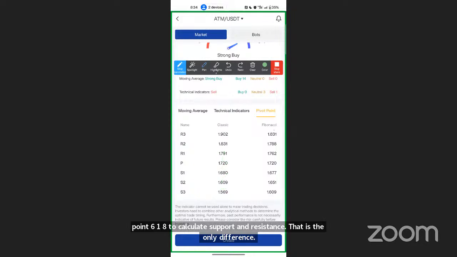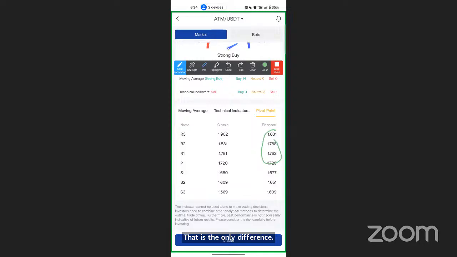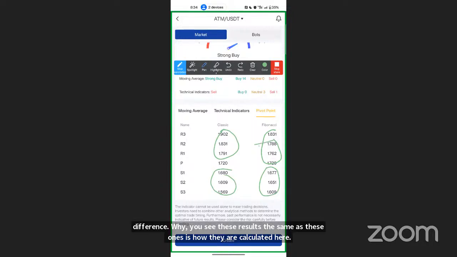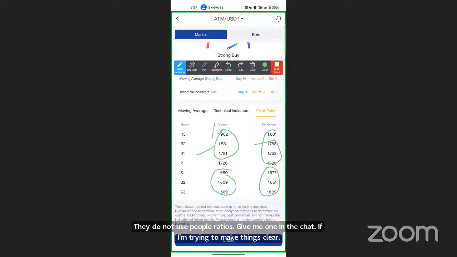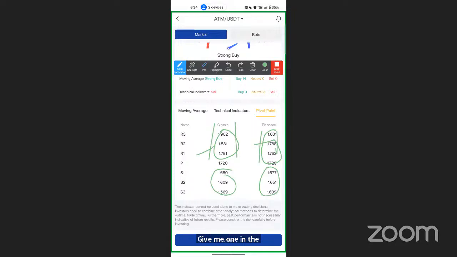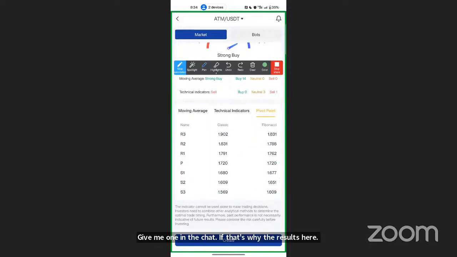So why you see these results are not the same as these ones is how they are calculated. Here, they use Fibonacci ratios. Here, they do not use Fibonacci ratios. Give me one in the chat if I'm trying to make things clear. That's why the results here are different to these ones. Now, how do we use them? That's where I want to put my focus.